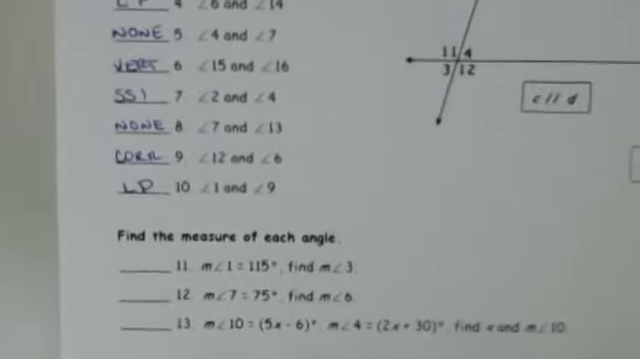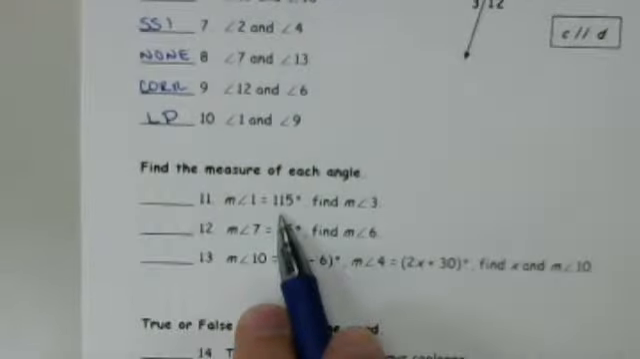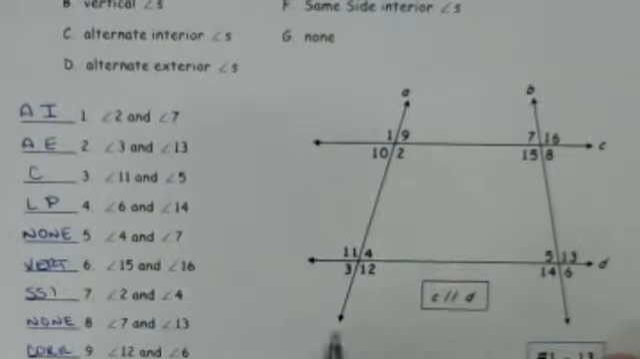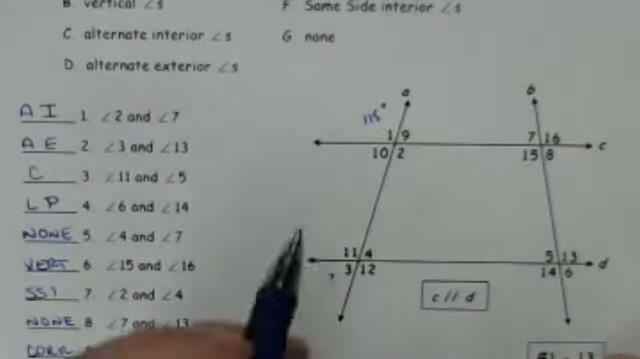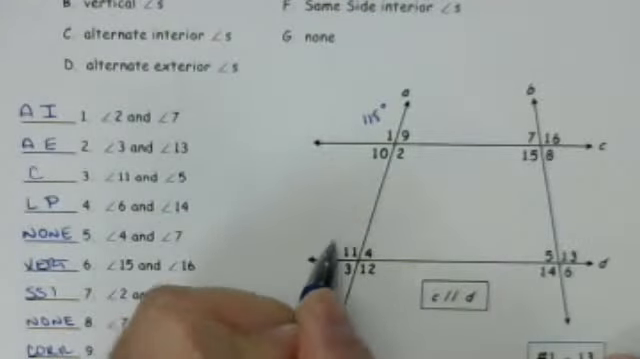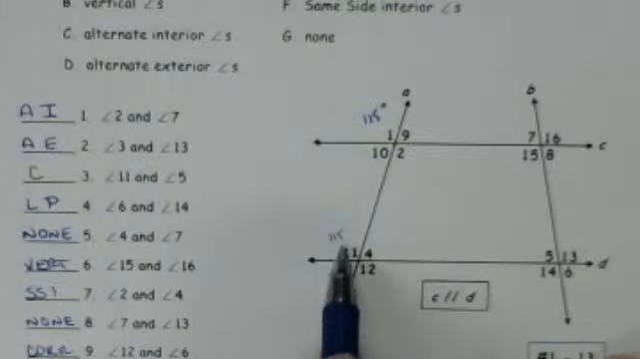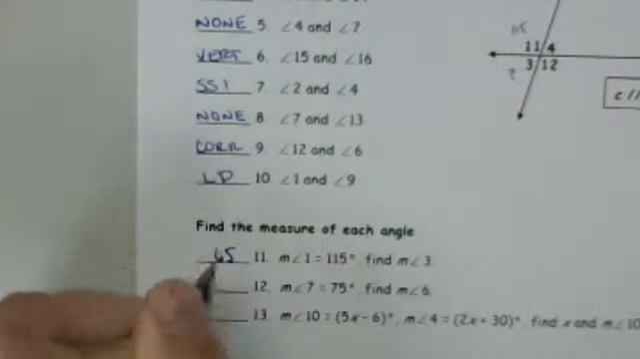Now, let's move in just a little bit. On number 11, it says that angle 1 is 115, and we want you to find angle 3. So coming back up here, if angle 1 is 115 degrees, we're looking for angle 3. Well, I know that 115 corresponds with 11, so 11 has to be 115, and then 11 and 3, as you can see, are a linear pair, so they have to add up to 180, so 180 minus 115 is 65. So then angle 3 must equal 65.